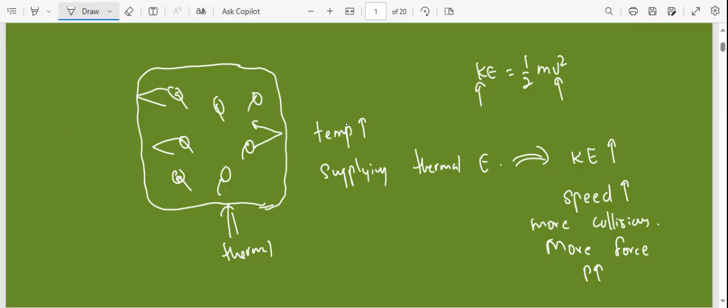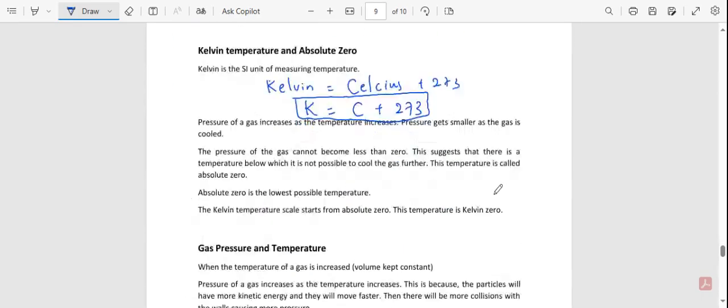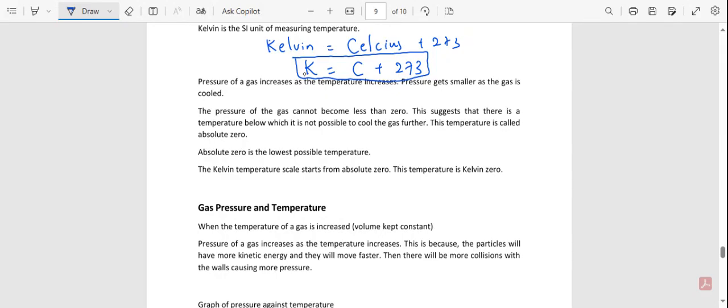If they ask what is happening, first mention that when the temperature is high, the particles will have higher kinetic energy. So therefore, they move faster. As a result, they will have more collisions. Then more force will be there. When there is more force, we know the pressure equals force divided by area. So more force means more pressure, right? I think it's mentioned in the note as well, right? We'll check. Yeah. So the pressure of the gas increases.